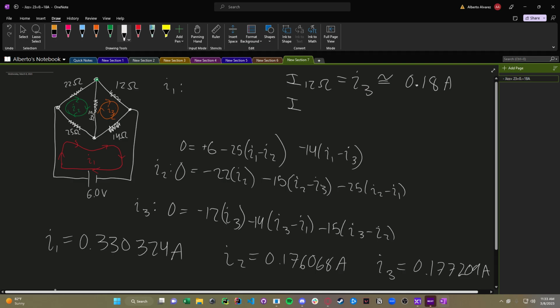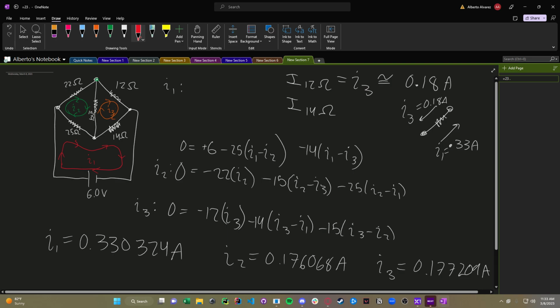Now, the next one they asked for is the 14 ohm resistor. And looking at the 14 ohm resistor, we realized this was one of those that had opposing currents, right? We had I3 going this way and I1 going up. So we have our 14 ohm resistor, and we have a roughly 0.33 amp current, that's I1, and a roughly 0.18 amp current going down. So basically, to determine what the final current would be, think about it almost like forces.